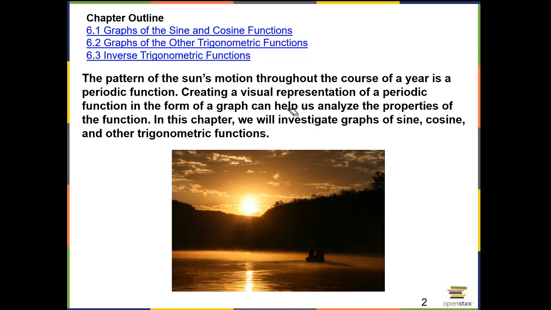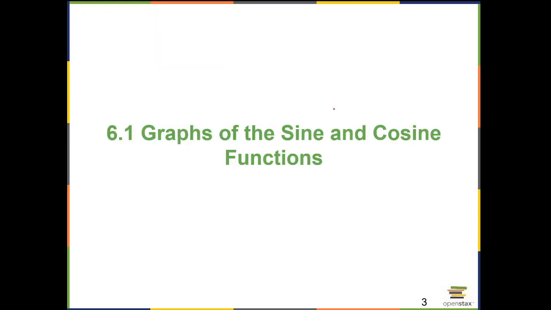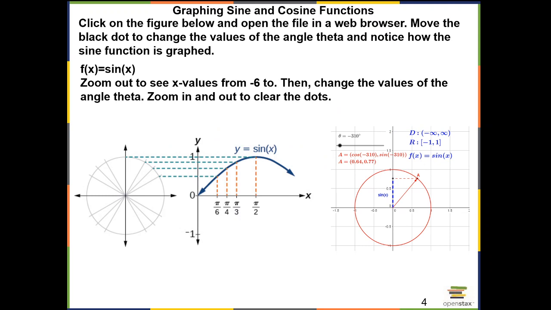For example, the motion of the sun, the seasons, right? The movement of the planets. There are many situations where trigonometry can help us model the situation. So let's start with graphs of sine and cosine.